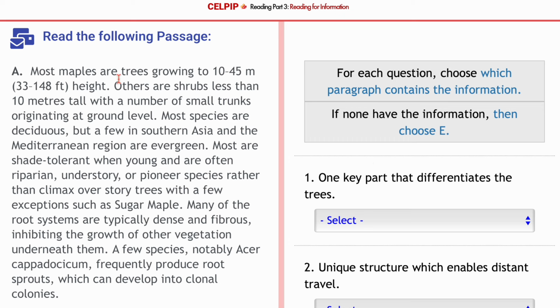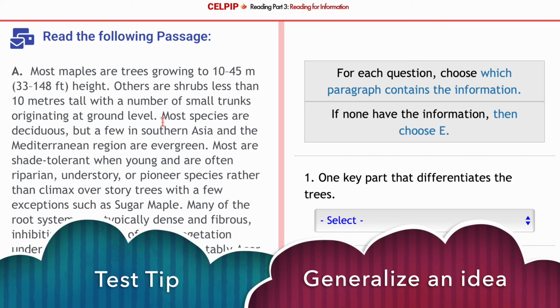Most maples are trees growing to 10 to 45 meters, 33 to 148 feet in height. Others are shrubs less than 10 meters tall with a number of small trunks originating at ground level. So also everyone, while we read, we need to keep in mind some ideas while we read, not just ignore. So it's talking about the height, okay?